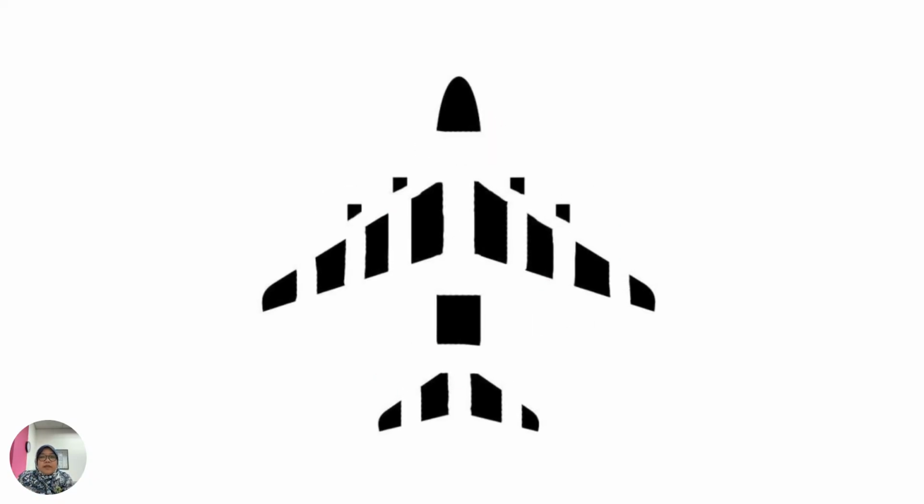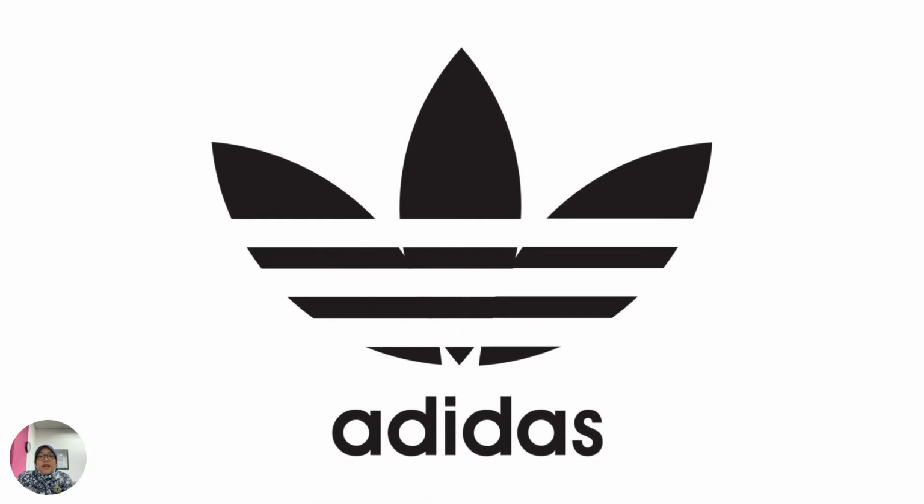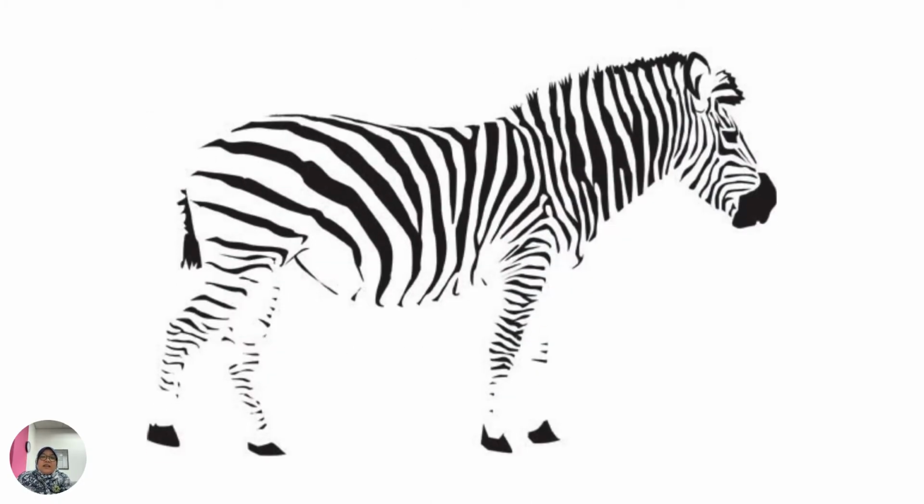And this football, there's no circle, but our brain makes us think that it's a football. Or this aeroplane. And another famous brand is Adidas. And this beautifully crafted zebra. I'm going to show you a lot of examples, because in the design world, it's easier for our eyes to see visuals, and this will easily help you to remember things.